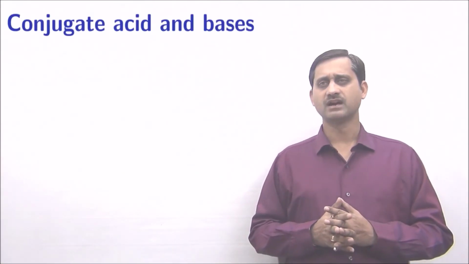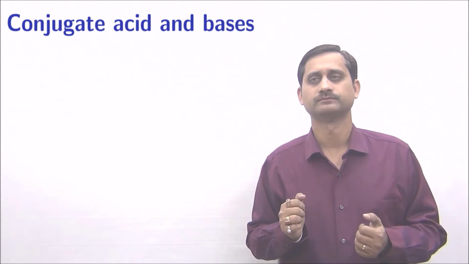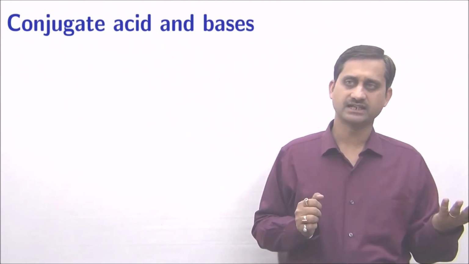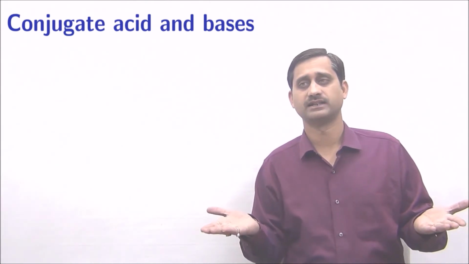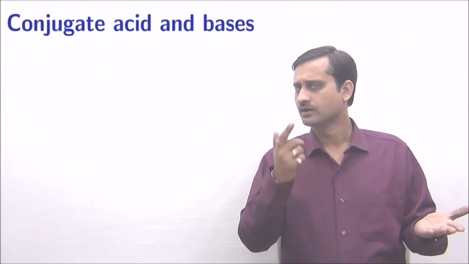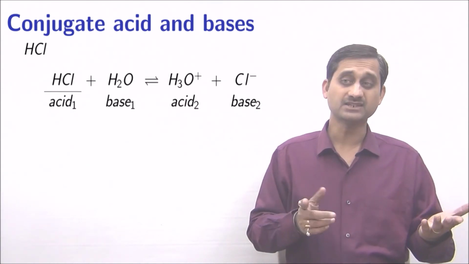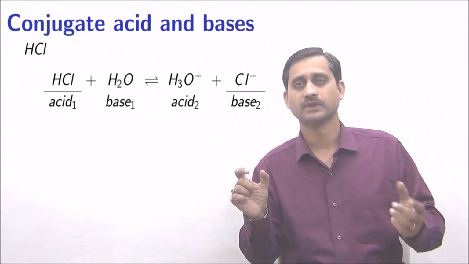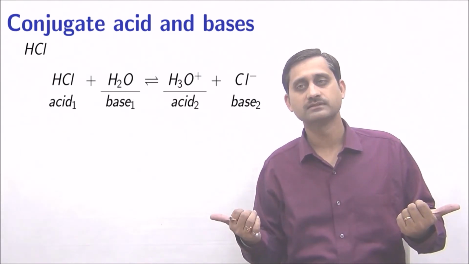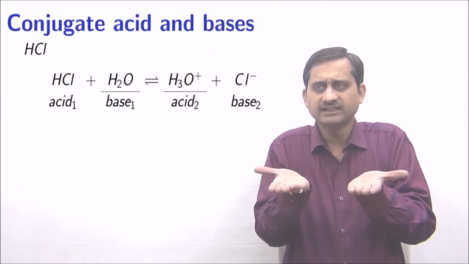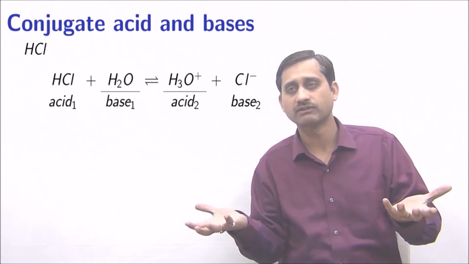In all these examples, if we compare left and the right hand side in each equation, we can observe some relation. If we compare the acid on the left side with the base on the right side, or the base on the left side with the acid on the right side, we can see a relation. For example, in case of HCl, the acid on the left side is HCl, while the base on the right side is Cl minus. The base on the left side is H2O, while the acid on the right side is H3O plus. If we compare them, we find that there is no relation between the acid on the left with the acid on the right, or base on the left with the base on the right.